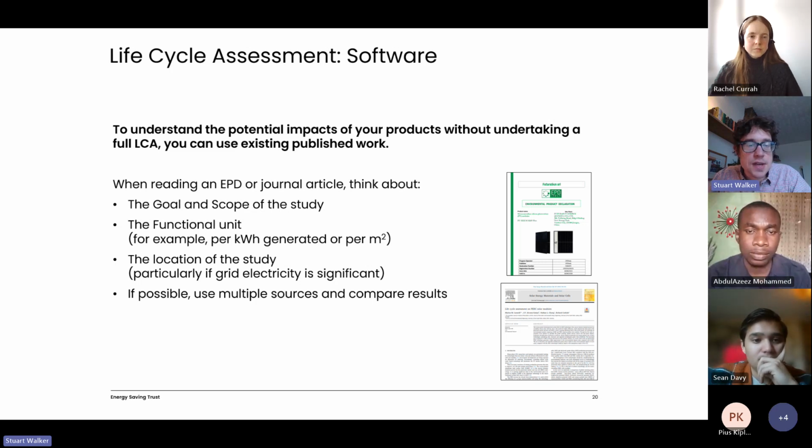So, some ideas to think about. Make sure that the scope is the same. We can't compare a cradle to gate study with a cradle to grave study, so we need to make sure we're comparing like with like. Make sure that we're comparing the same functional unit, as we've mentioned. And particularly look at the location of the study. A European study isn't always comparable with a study relevant to a Chinese product, or other parts of the world. The location of manufacture can be quite significant, particularly if it uses a lot of electricity in its manufacture, because of the differences in grid intensity in different countries. So that can be quite relevant to consider.